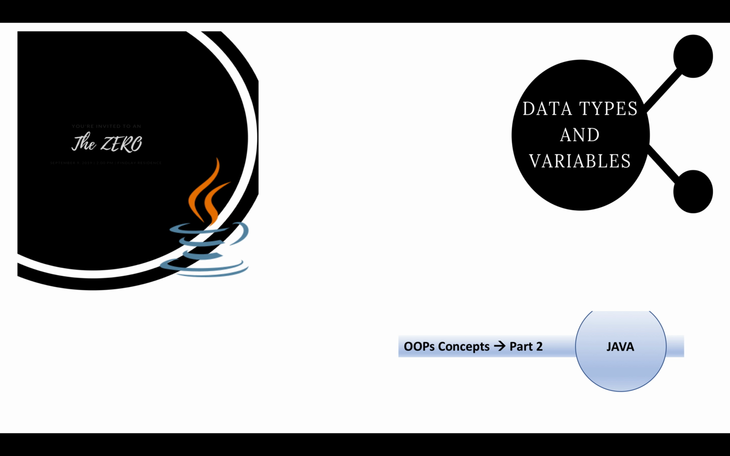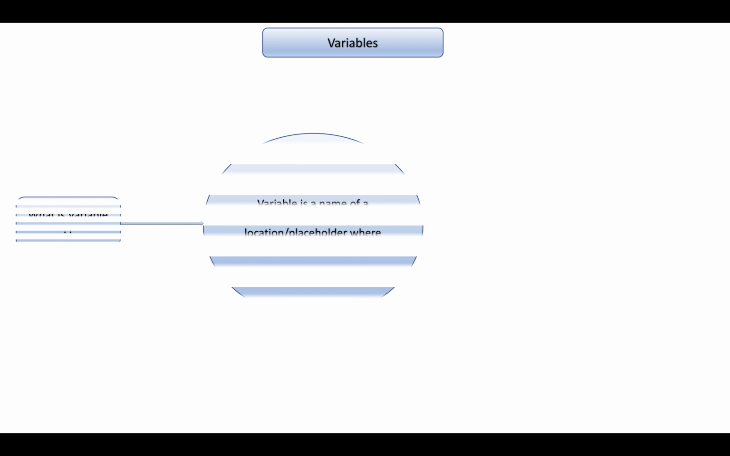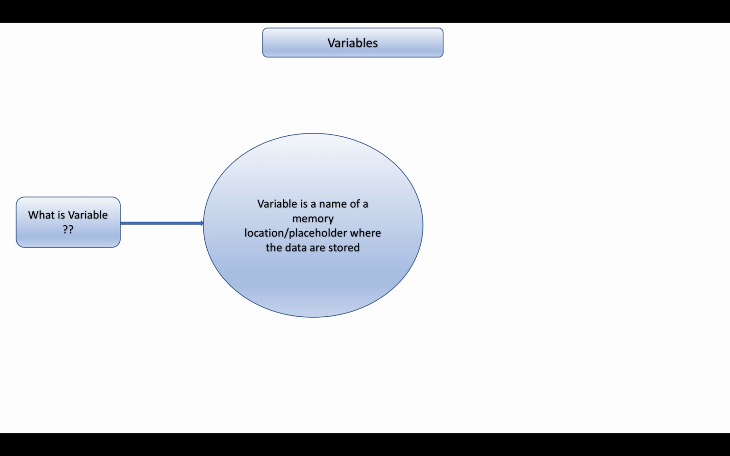In today's tutorial, we'll see and discuss data types and variables. So, what is a data type and what is a variable? How are these related? And after the conceptual part, we'll try to do some coding and see some examples to get a better view of that.